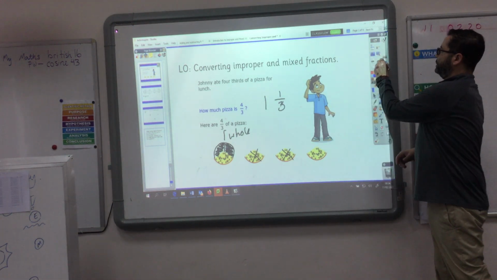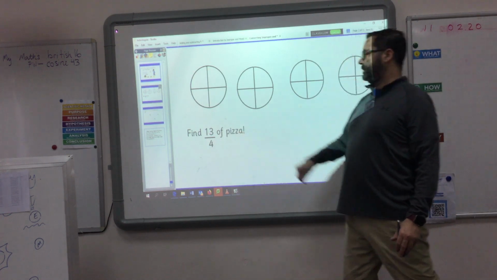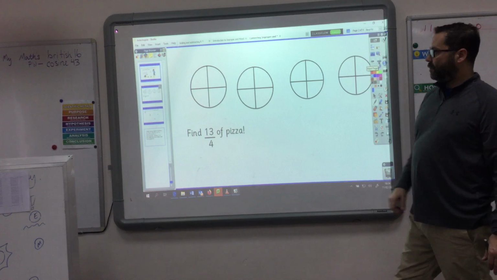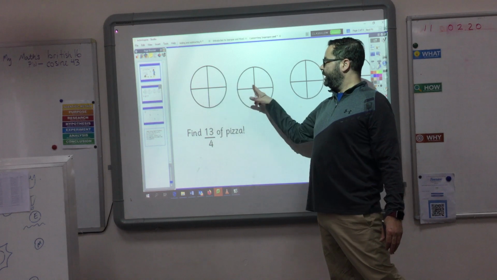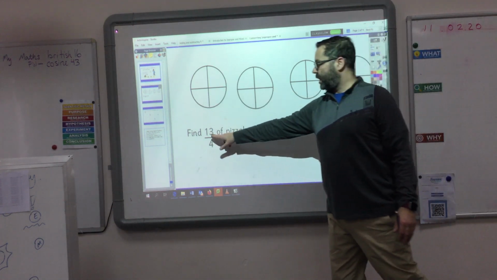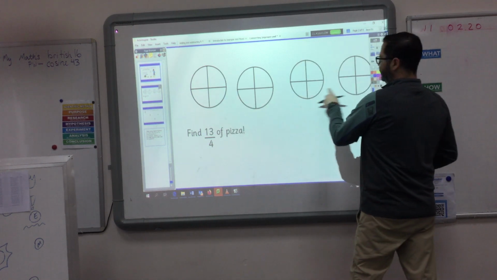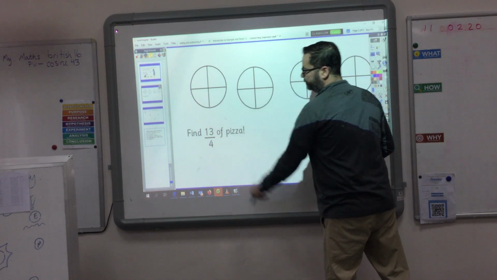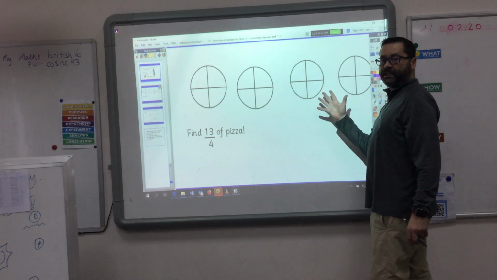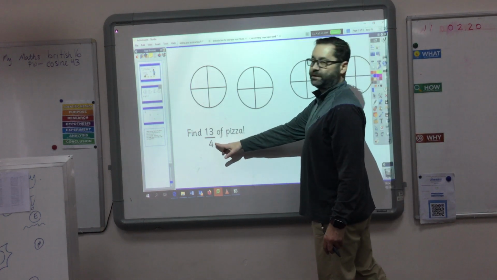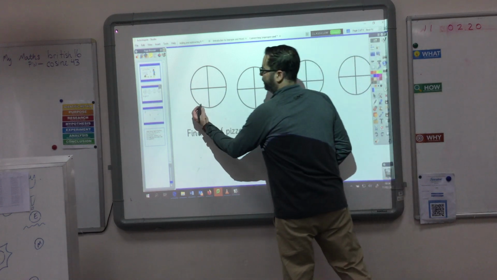Okay, let's try another example. Can we find 13/4 of a pizza? Okay, so we want to count out how many pieces of pizza go in each of these pizzas until we get up to the number 13. So each of these pizzas are divided into 4s, which is our denominator, and we're going to use the numerator, 13, to find out how many whole pizzas and fractions of a pizza are left over for 13/4. So let's start counting.